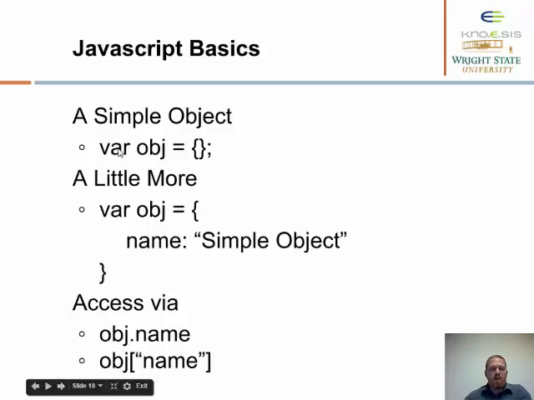So here's a simple object, and we've seen this before. Bar object equals the curly braces. And this is kind of the same thing as the modified equals true, where you have object, and then this is the key, and the value is simple object. So we can access this by object.name or object['name'] like you would an array.